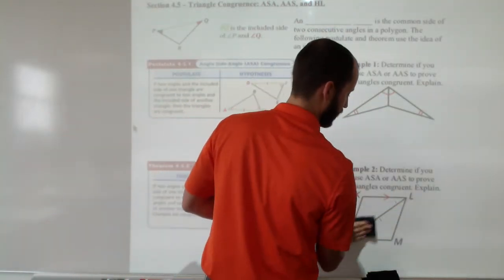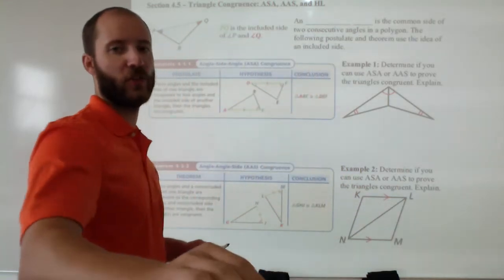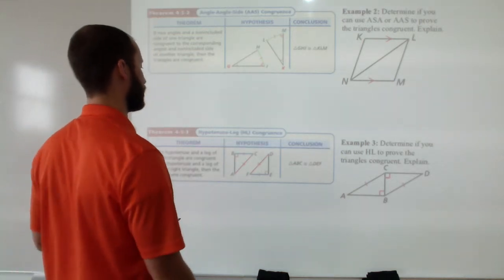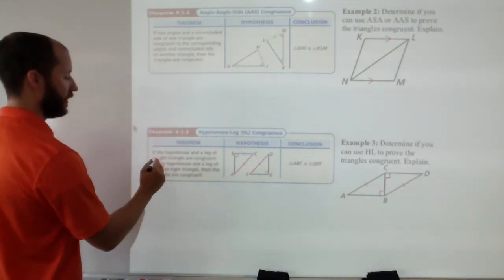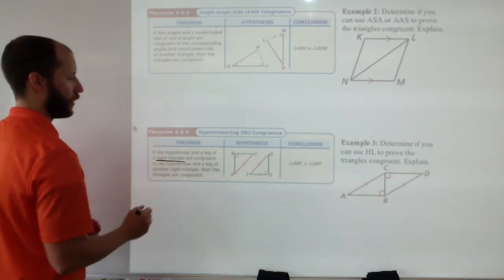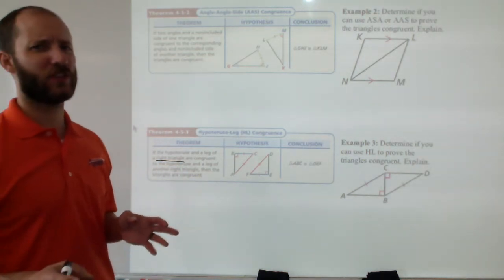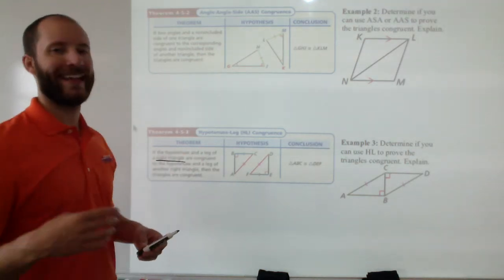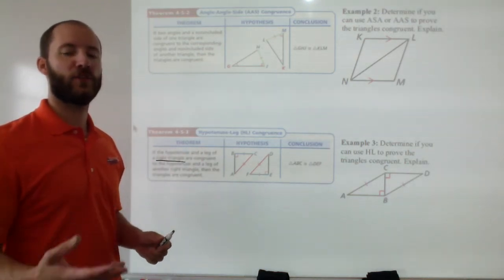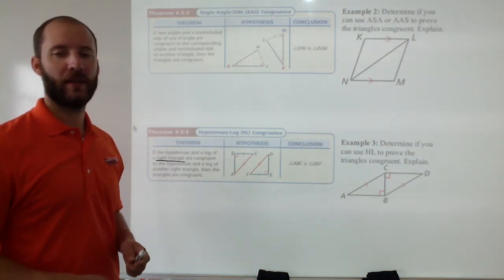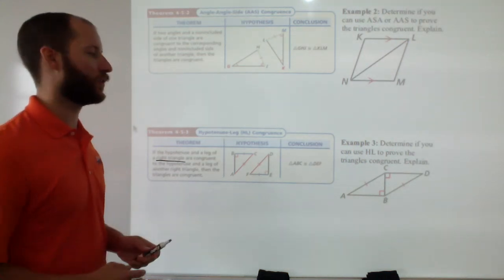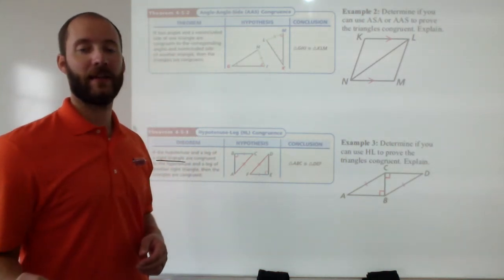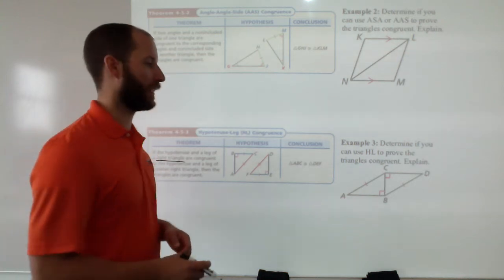And the last shortcut we look at is HL, hypotenuse leg. This is specific to right triangles. So this doesn't get used too often. But if you have the hypotenuse and a leg of two right triangles congruent to each other, then that is enough to say those two triangles are congruent. So a hypotenuse, the longest segment, and then one pair of congruent legs.